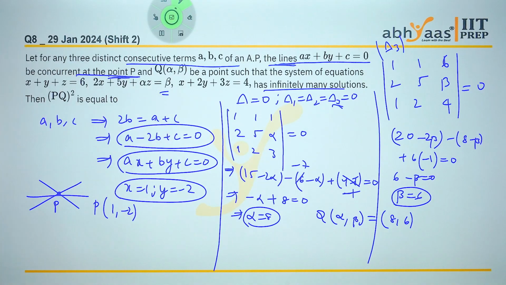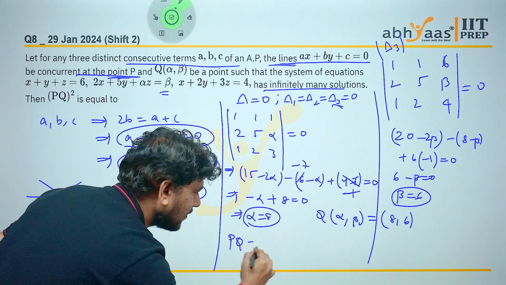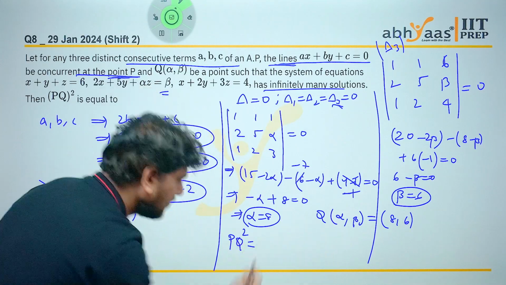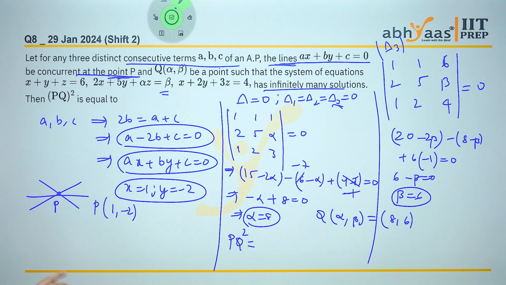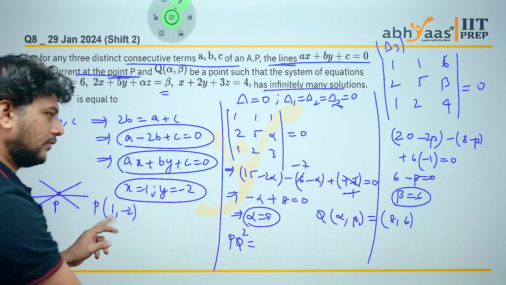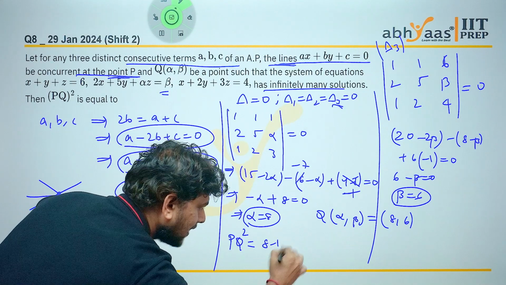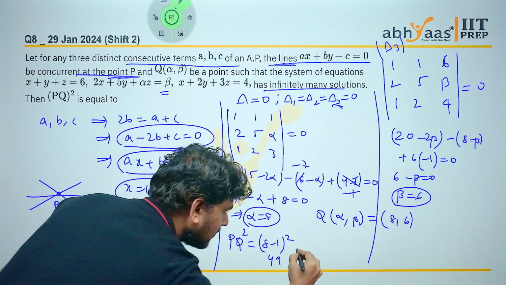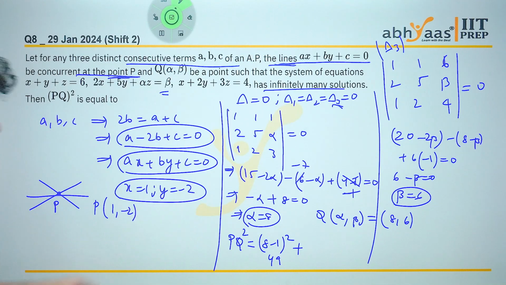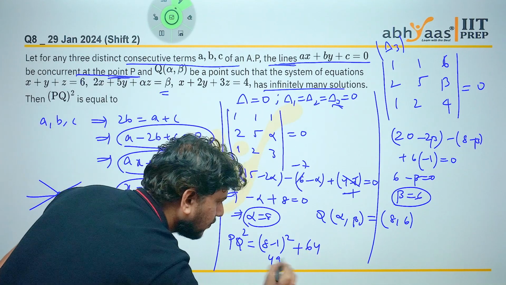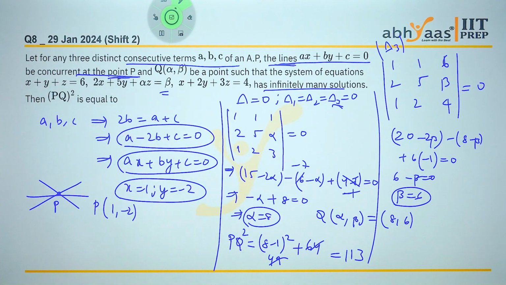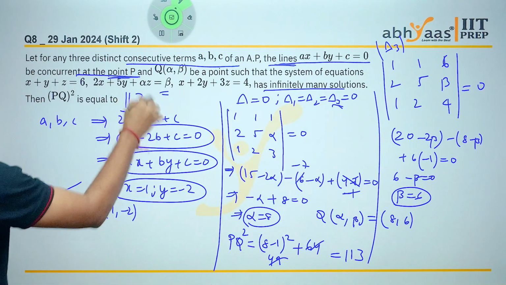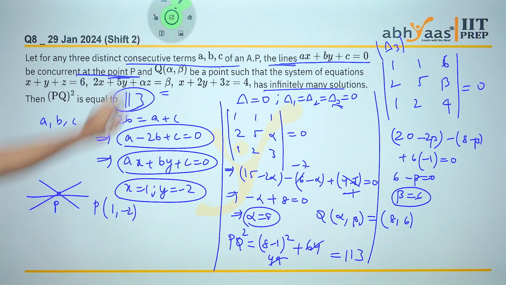Now distance PQ square. The PQ formula is root of x2 minus x1 whole square plus y2 minus y1 whole square. So PQ square will be 8 minus 1, that is 7, whole square, right? So 7 square is 49, plus 6 minus 2, 8, so 64. 49 plus 64 will be 113. So the answer is 113. Okay. Next question.